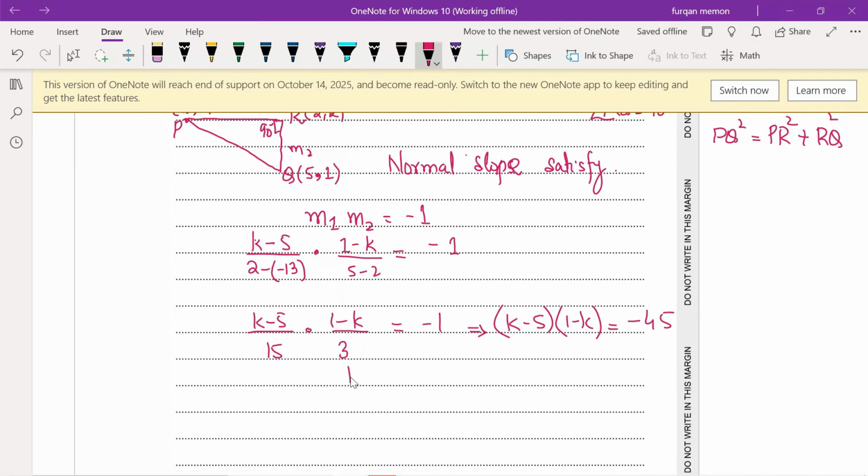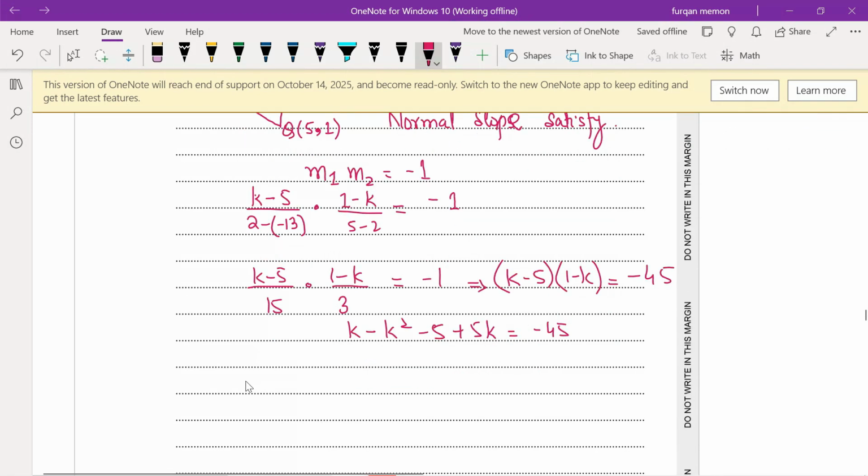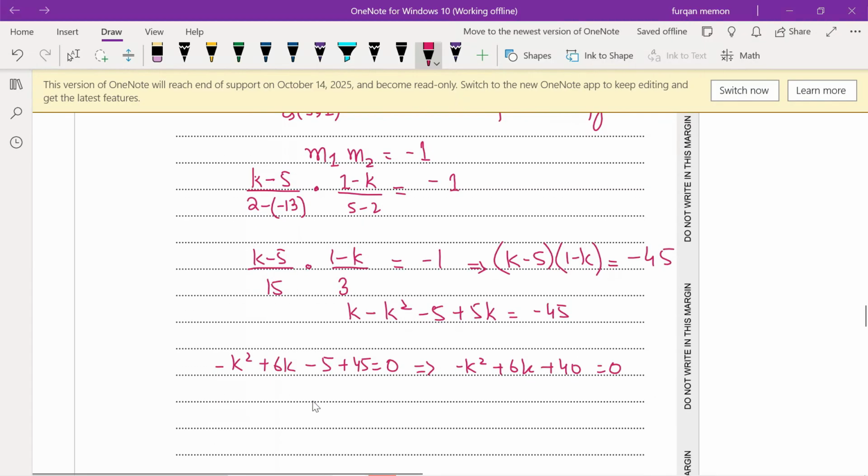Solving further, we get k minus k squared minus 5 plus 5k equals negative 45. Then it will be negative k squared plus 6k minus 5 plus 45 equal to 0. Simplifying, negative k squared plus 6k plus 40 equals 0, which is the quadratic equation k squared minus 6k minus 40 equals 0.